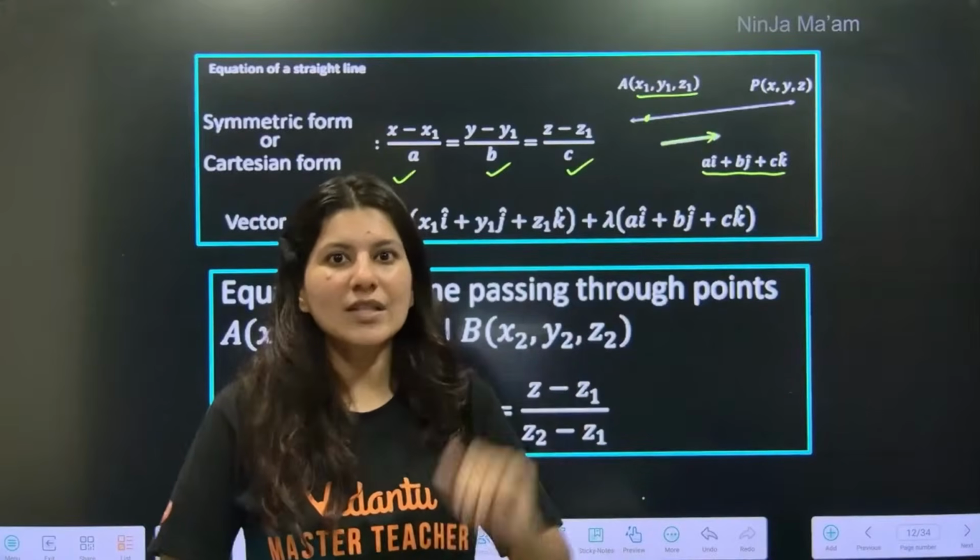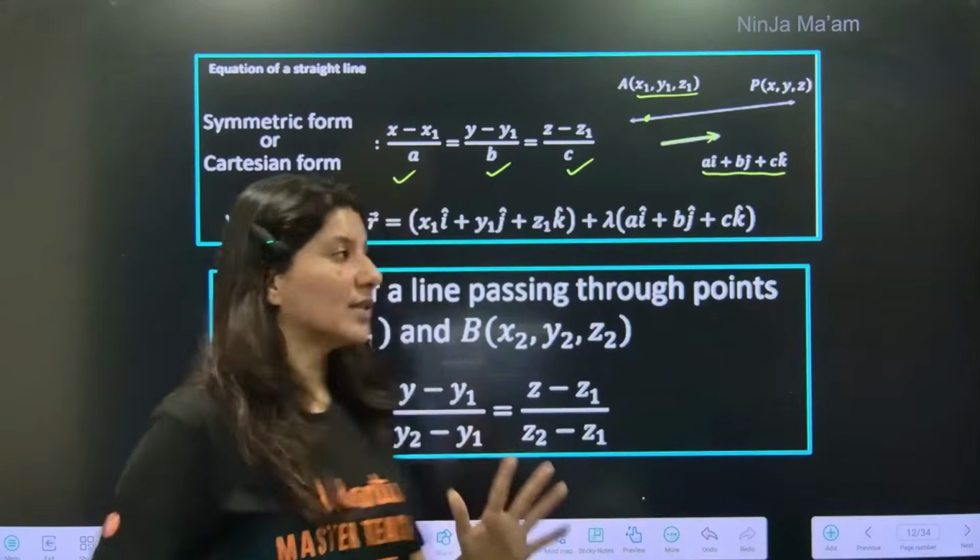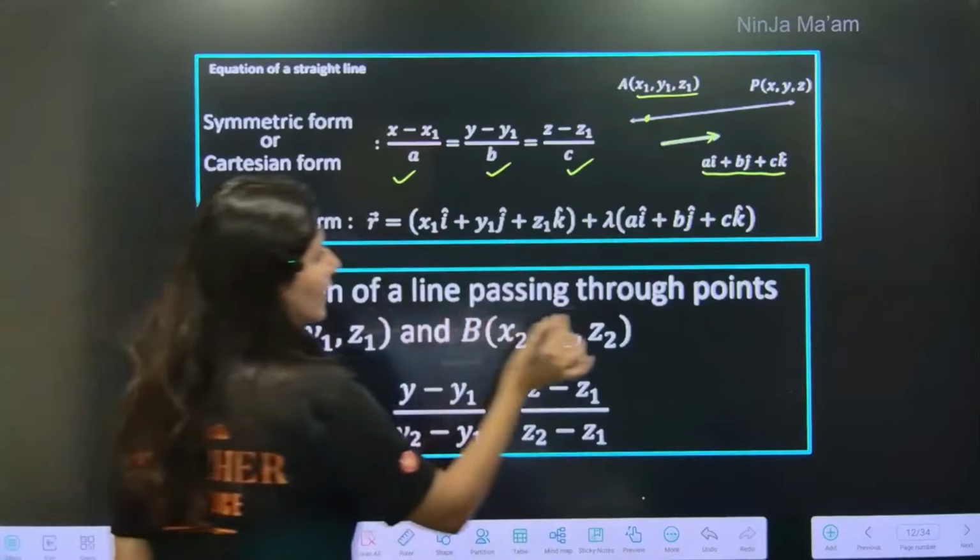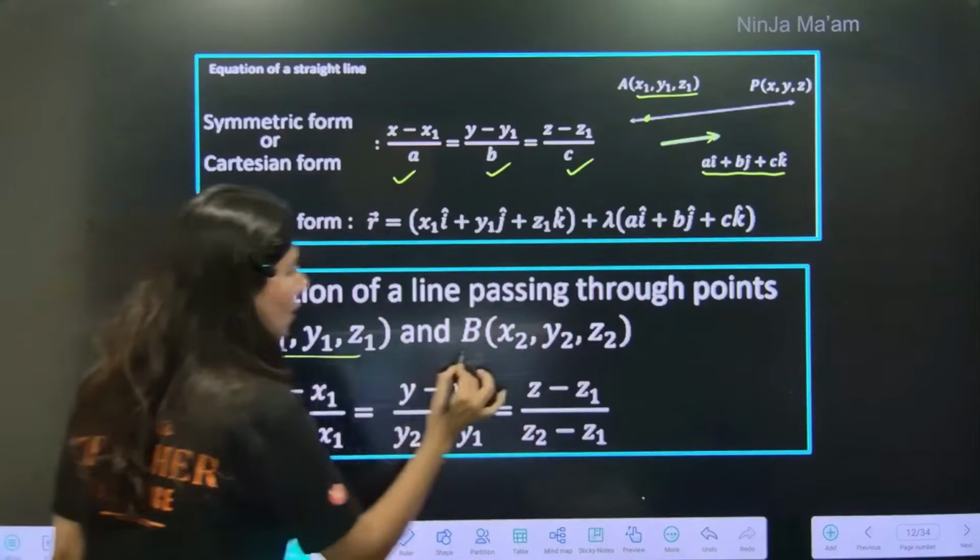2 points lying on the line. Can you write the equation of the line? Absolutely. How come? I'll tell you. The equation of a line passing through these 2 points. Can you see this is point number 1, point number 2.